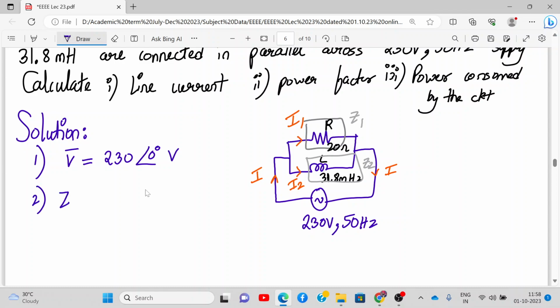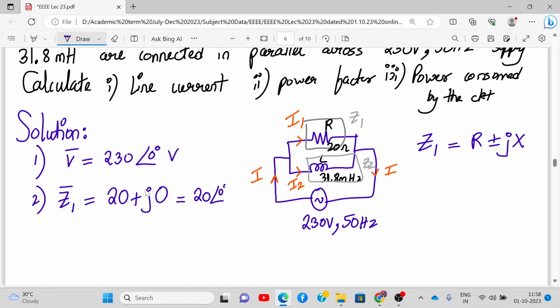Now, tell me what is Z1. Now, this will be very tricky. Tell me what is Z1 in rectangular form. If you can tell me this correctly, that means you have understood this. There is only a resistor of 20 ohms. So how do we represent it? What is the Z bar representation? R plus minus JX, right? Here, any capacitive reactance or inductive reactance is absent. So how will you write it? Not plus minus, 20 plus 0J. So this in polar form will be 20 angle 0 directly.